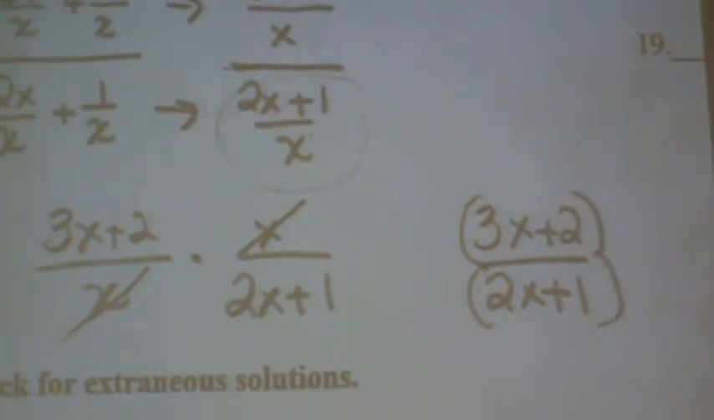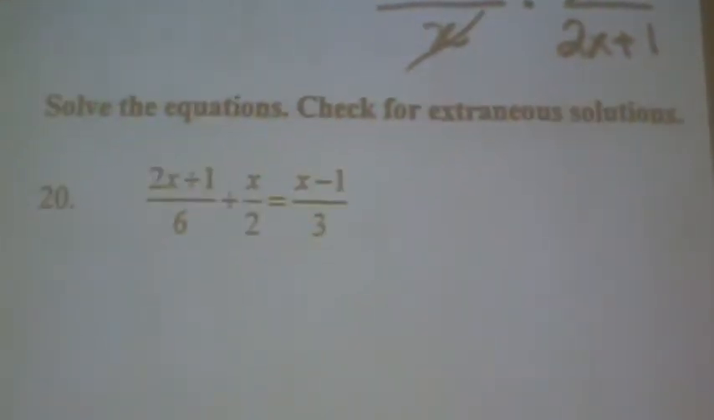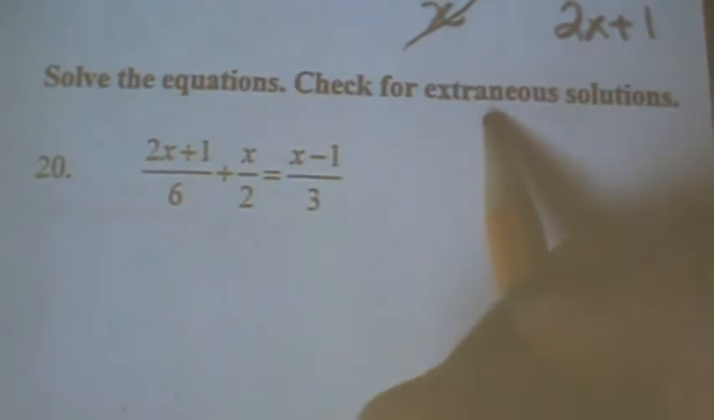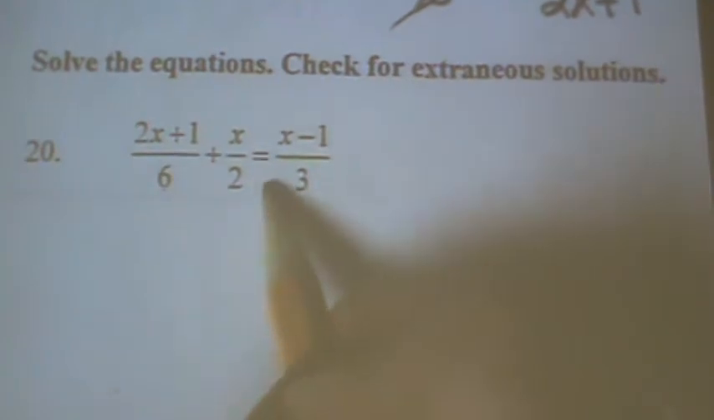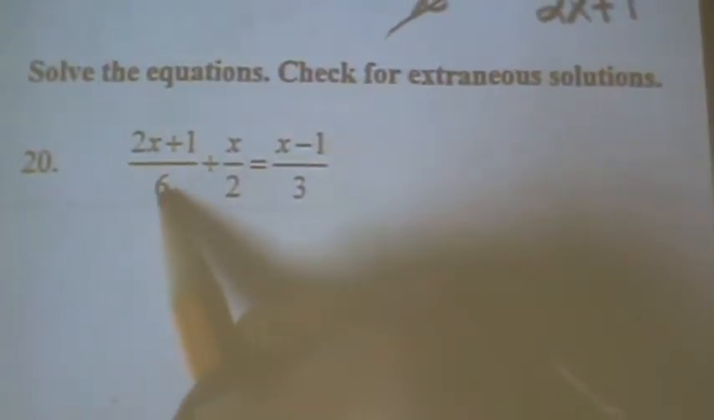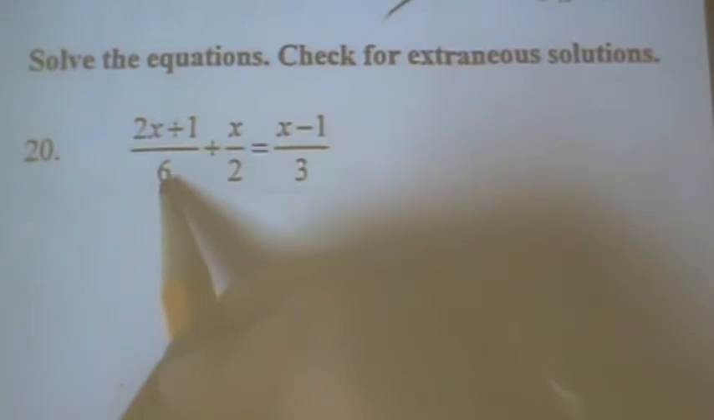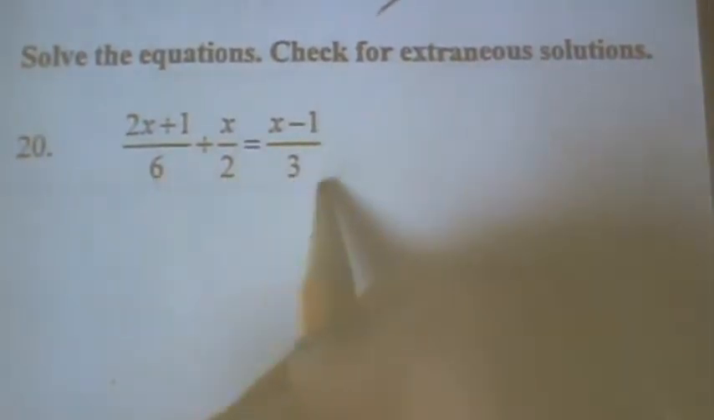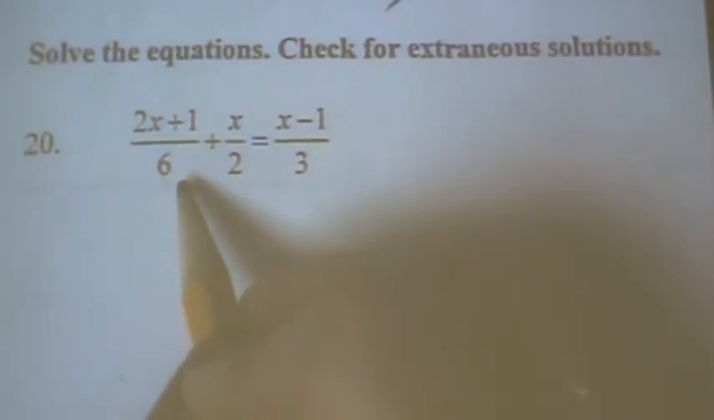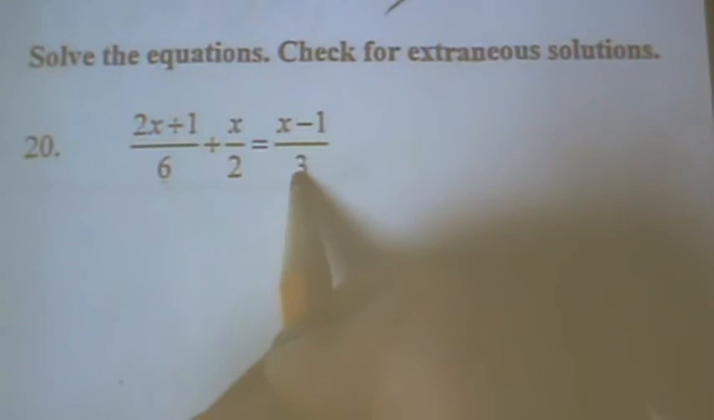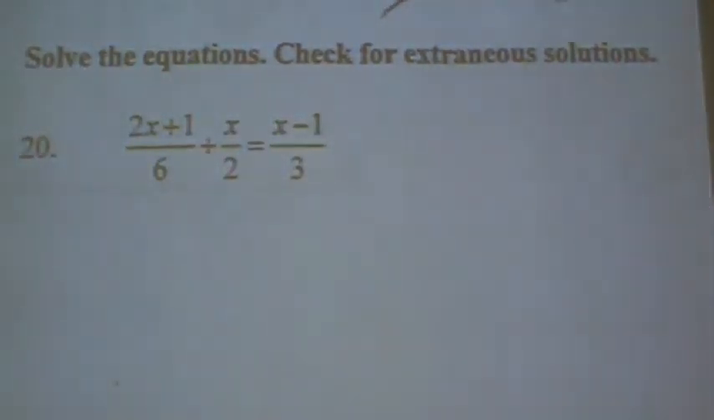The last three, you're going to solve these equations, and you always want to check for extraneous solutions. You could have an extraneous solution if there are variables in the denominator. This one doesn't have extraneous solutions because there are no variables here. So look at this one. This one consists of just numbers. What is your smallest common denominator here? Look at 6, 2, and 3. The smallest number that 2, 3, and 6 have in common is 6.